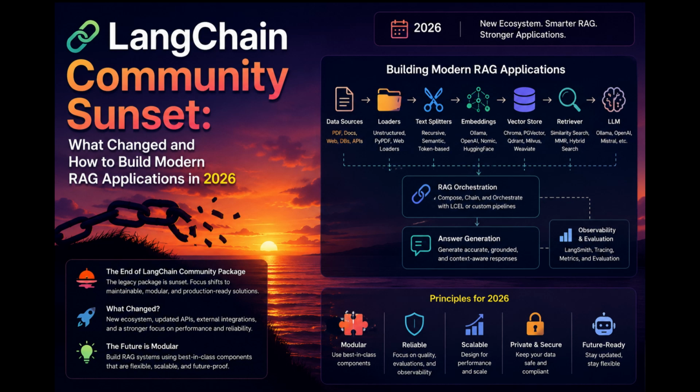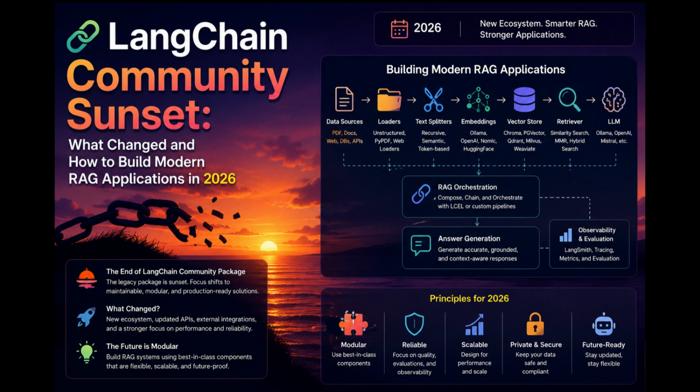The AI ecosystem is evolving quickly. One important change for developers building RAG and LLM applications is the transition away from the large LangChain Community package. In this video, we will understand what changed with LangChain Community.